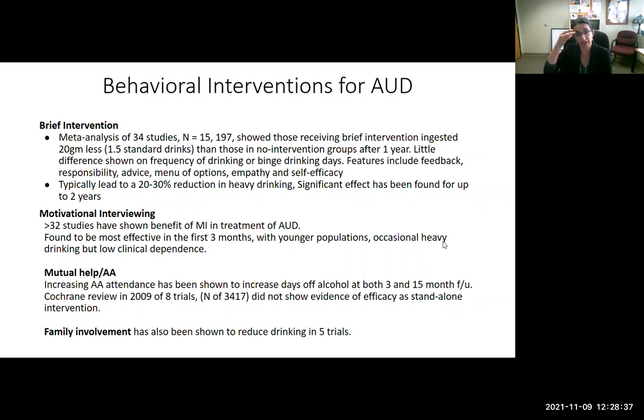And then mutual help in AA, certainly increasing AA attendance has been shown to increase days off alcohol at both 3 and 15-month follow-up. However, a Cochrane review of 8 trials didn't show efficacy as a standalone intervention. So really want to do this along with medical management and other support. And then family involvement, if the patient does have family who they want to have involved and are willing and supportive, then this is a great one. It's been shown to reduce drinking in 5 different trials. So certainly if that is an option, something to keep in mind.